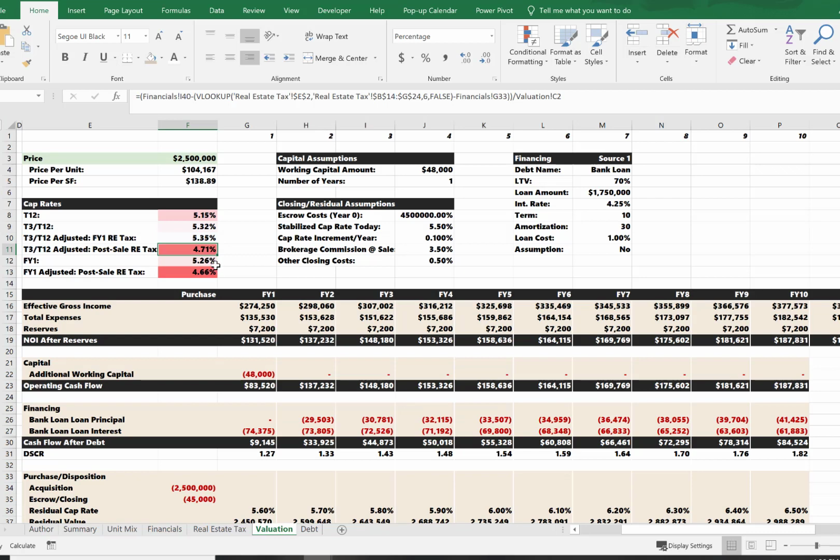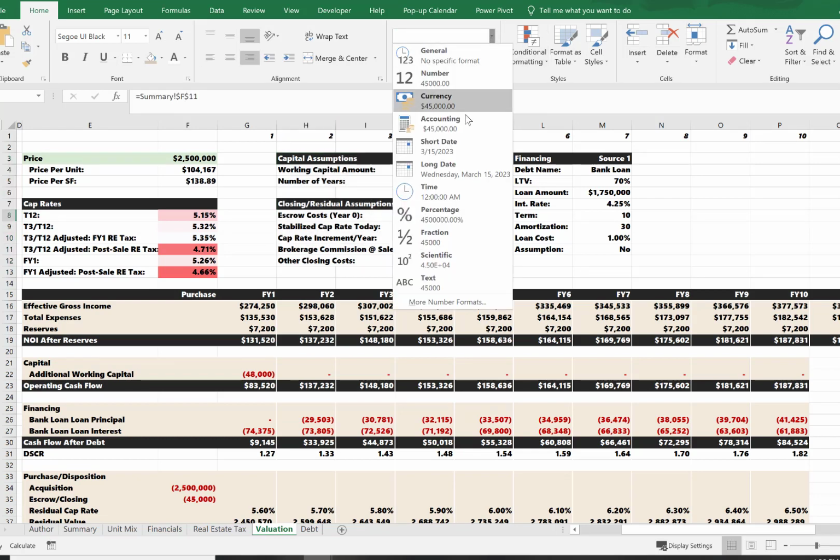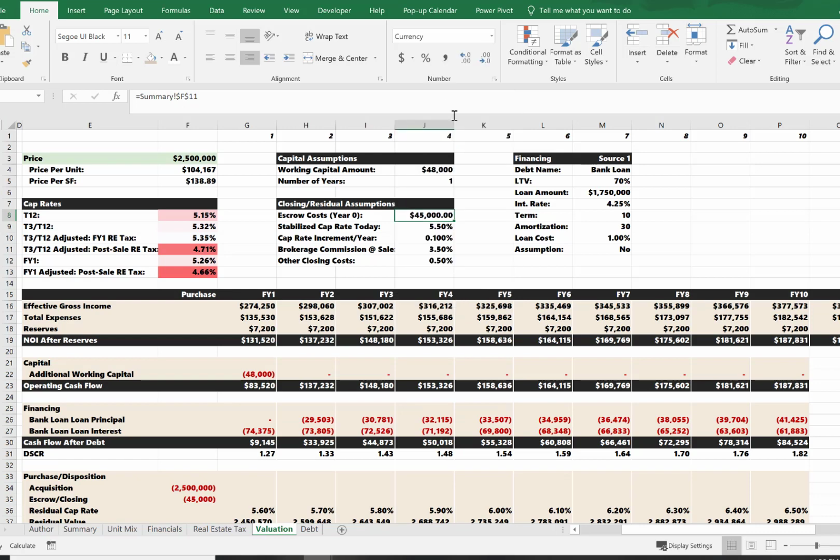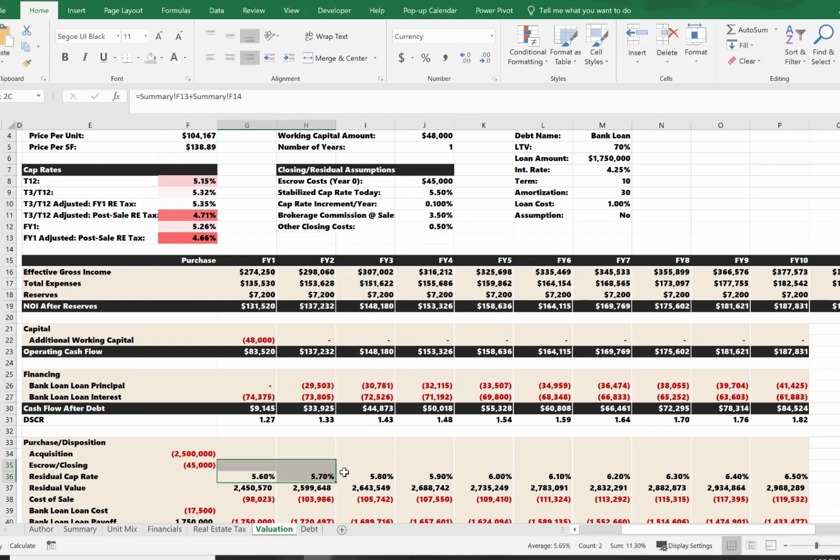It's going to summarize the capital assumption. It's going to summarize some of these closing costs, these escrow. And closing cost needs to be a currency. Yeah, 45,000 looks better. And then our cap rate assumption, remember, it's 5.5% with 1% increments each year. If we scroll down in the model, you can see where that's happening. So we're jumping up by 10 basis points each year. That's affecting the residual value.